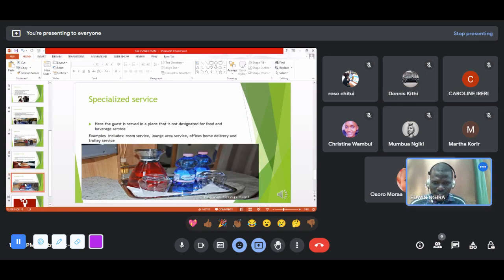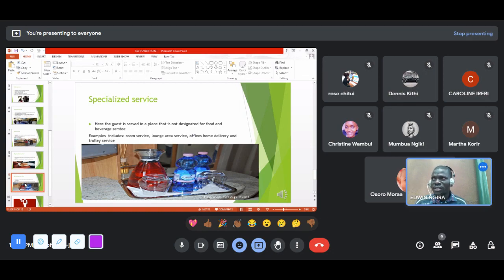And then our last style of service is what we call specialized service. With specialized service, we know that food and beverage service should be done at a particular point. But here now we have a situation whereby you can have food and beverage served in places that are not designated for food and beverage service. A very good example is what happens in room service, whereby you, as a service waiter or service personnel, are able to attend to the guest with their meal in their rooms. Or you can also look at what happens in the lounge area. We know that the lounge area is only meant for waiting, sitting and enjoying the calm and atmosphere, but you can do the same.